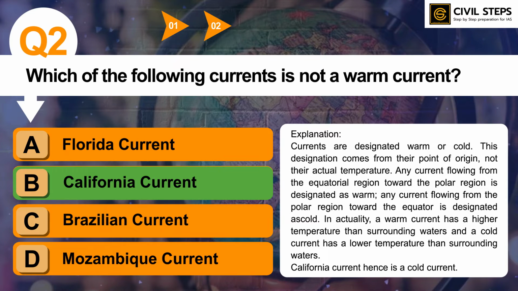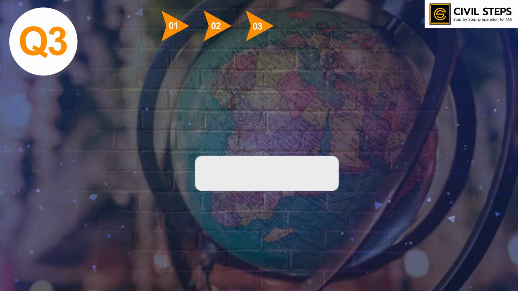So I have already told you the difference between cold current and hot current. So which current is known as cold current and which current is known as hot current. So this was all about question number 2. You can read more about Florida current, California current, Brazilian current, Mozambique current. So this was all about question number 2. Now let us discuss question number 3.